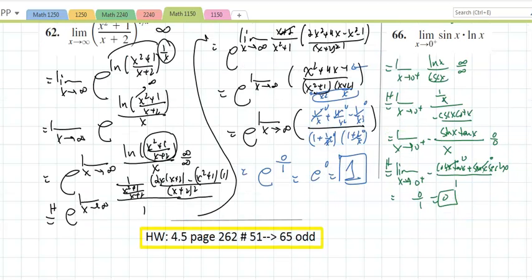There's the rest of the homework for this section. And that concludes 4.5 review.